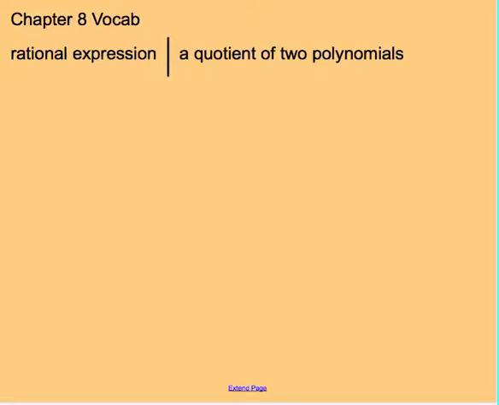In this lesson, we're going to take a look at rational expressions. We're going to learn how to simplify, multiply, and divide rational expressions. And what those are is a quotient of two polynomials. Quotient, remember, means division. Polynomials are what we studied in chapter 6.